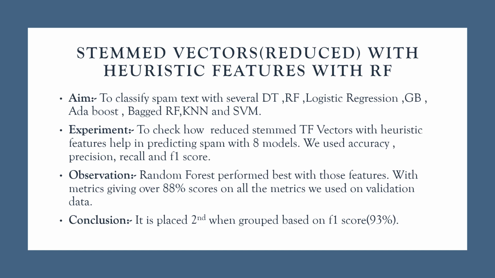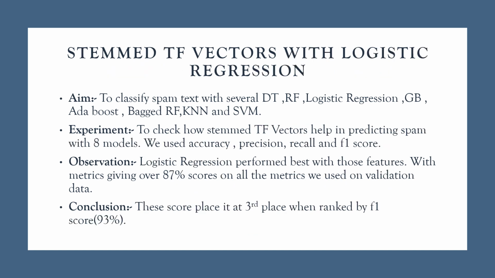Random forest fitted on the features mentioned here gave a recall of over 88%, and it was placed second when we grouped it based on F1 score, which was over 93%. When we fitted stemmed TF vectors with logistic regression, it gave over 87% score on recall, and it was placed third rank based on F1 score, which was around 93%.